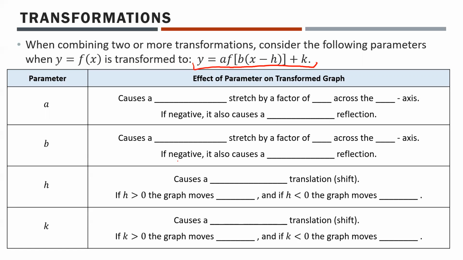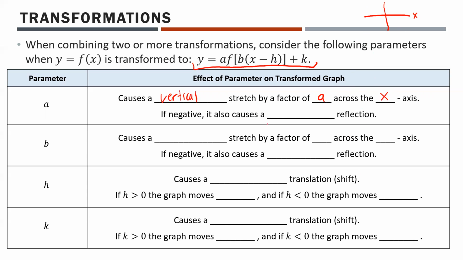Let's start with a, the very first one we see here. a causes a vertical stretch, and we know it's vertical because it's on the outside of the function. It's not inside f of x, it's on the outside of the function. So it causes a vertical stretch by a factor of a. So in other words, you're literally multiplying by a across the x-axis. Vertical stuff goes up and down, so it's crossing that x-axis. If I just drew one up here, since it's going vertically, it's crossing that x-axis.